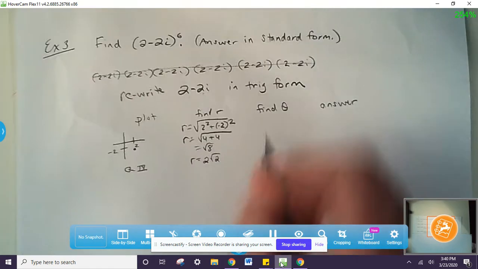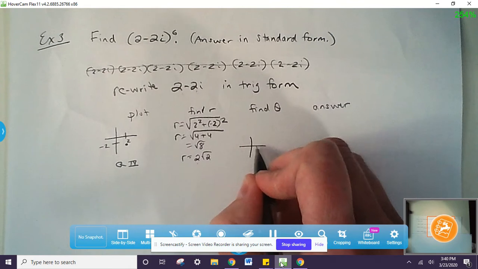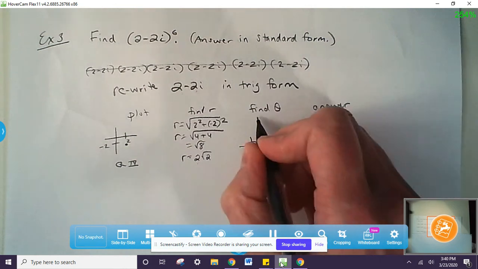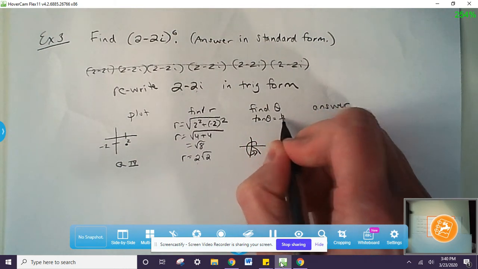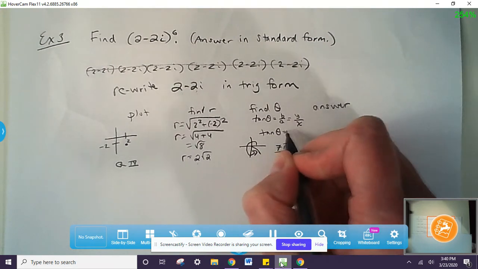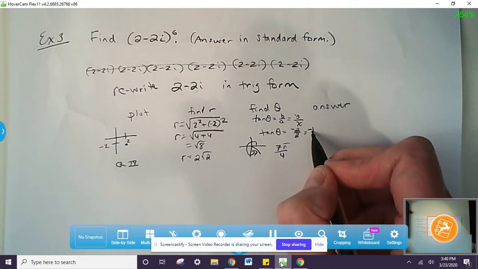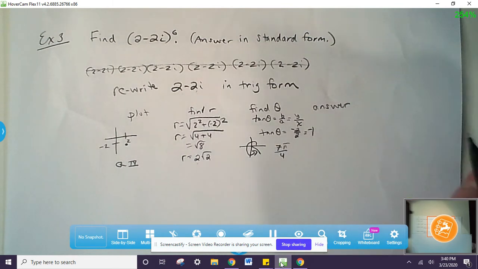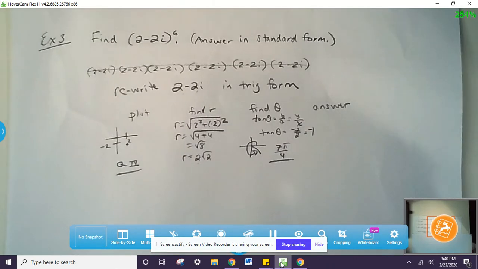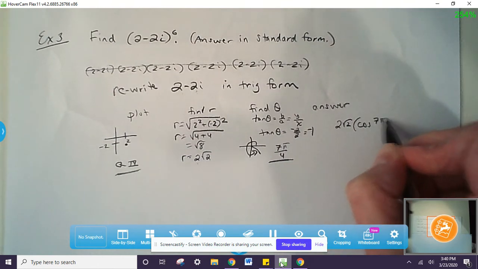To find theta, if you recognize the ratios for 45, 45, 90, and you're in quadrant 4, you actually could right away just go ahead and write 7 pi over 4. If you don't recognize that, no big deal. Just do your formula for tangent, which is b over a or y over x. So for this particular problem, tangent is going to be negative 2 over 2, which is negative 1. And for tangent to be negative 1, your reference angle is going to be 45 degrees. And again, we knew we were in quadrant 4 anyway, so we're still going to work with 7 pi over 4 for our angle theta. So this complex number in trig form looks like this.